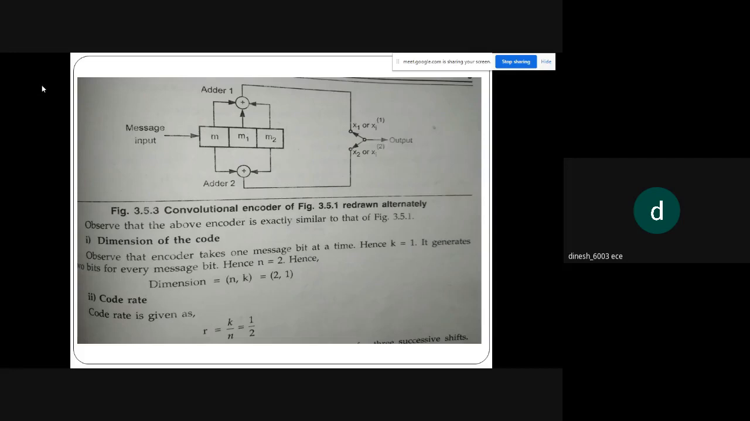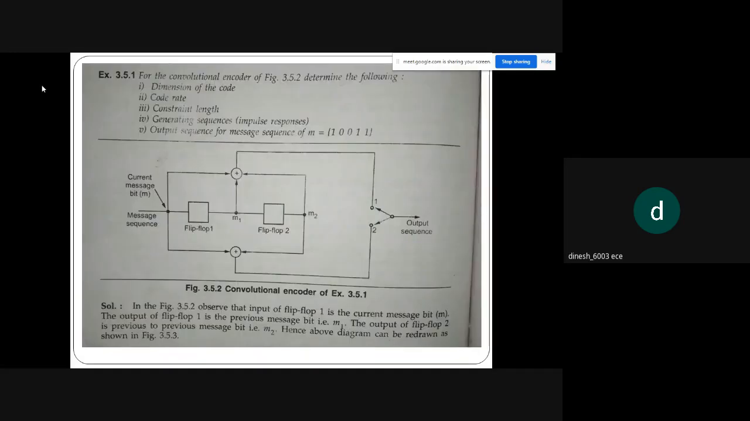And the code rate formula is r equals k by n, which we had seen in the earlier class, or even in linear block code. The formula for finding code rate is k by n. So 1 by 2 is the code rate. So we found the dimension and the code rate from redrawing.